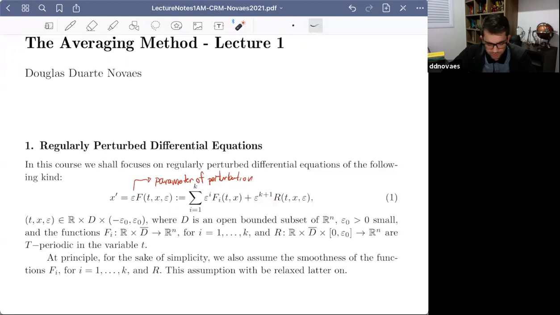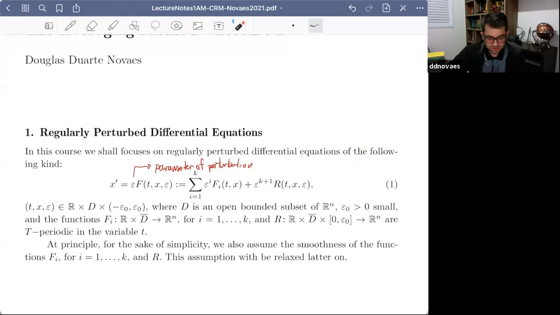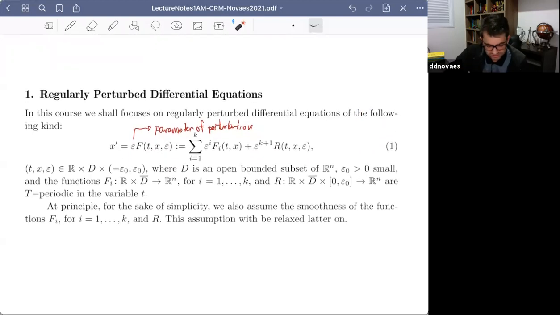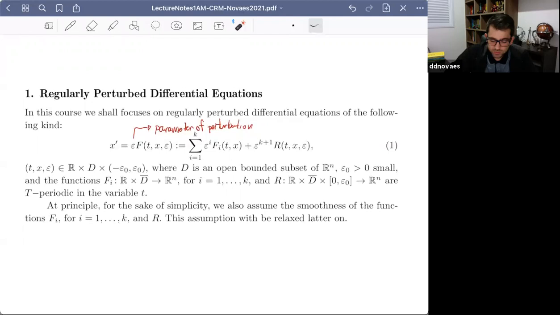We are also going to assume that this differential equation is T-periodic in the variable t. This is a basic assumption that we are going to make here. And for this lecture, just for today, we are going to assume that this function f is sufficiently smooth, just for the sake of simplicity, in order to do the computation.